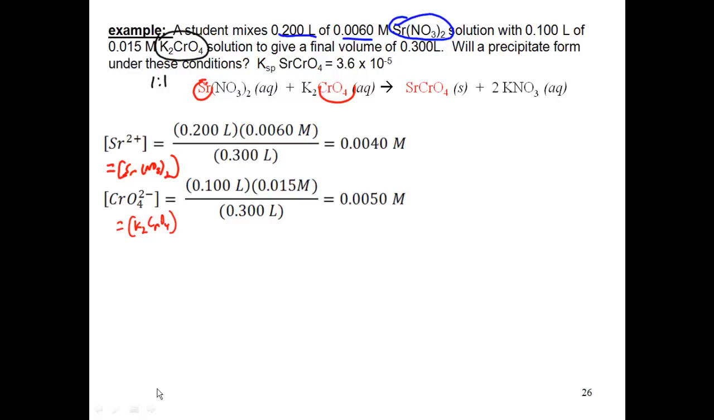So now I have my concentration of strontium and my concentration of chromate. I need to find out if I have enough of both of them to reach past that saturation point and cause precipitation. To determine that, we'll be doing my Q.